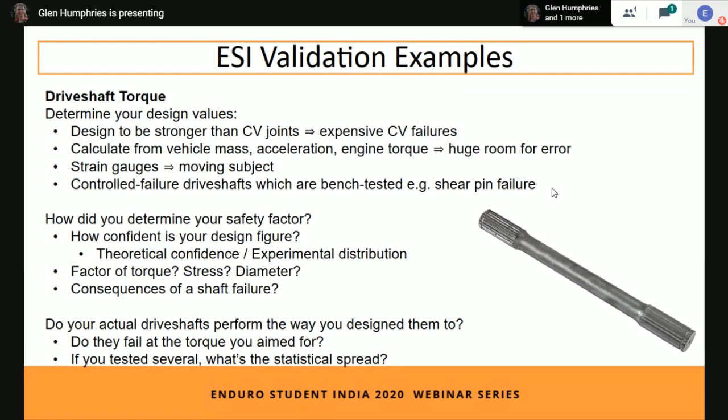So, do they fail at the torque you aim for? If you tested several, what's the statistical spread? Are those failures consistent? Are they very uncertain? How is that spread out?